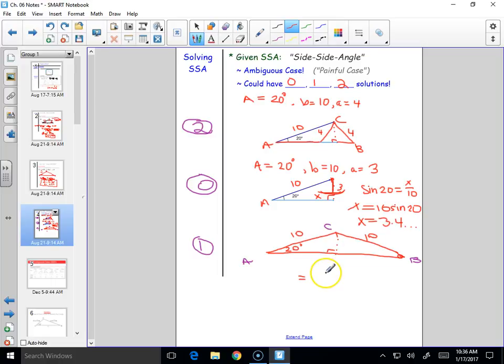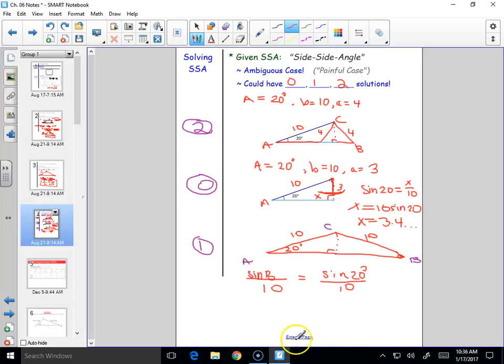Don't we know sine of 20? Wait, why am I putting a sine on top? Because we're solving for big B. Oh, I'm missing angles. I only know 10. 10 is little b, right? I'm missing big B. I'm putting him on top just to make it simpler on me in order to solve.